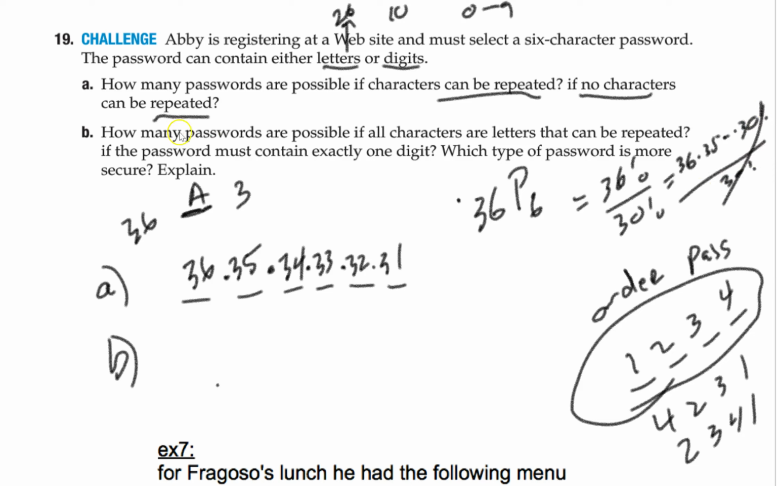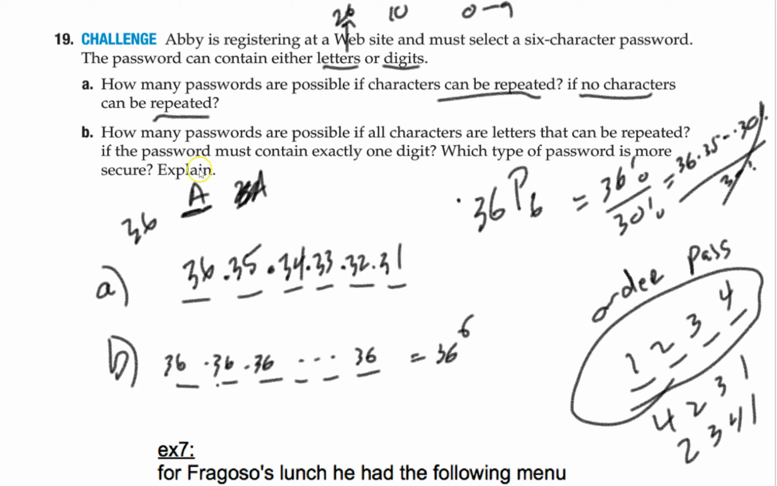Now let's look at B. How many passwords are possible if all characters and letters can be repeated? So they're saying, hey, you picked A, pick A again all you want. So in this case, it's going to be 36 times 36 times 36 the whole way. So that's basically going to be 36 to the 6th power.